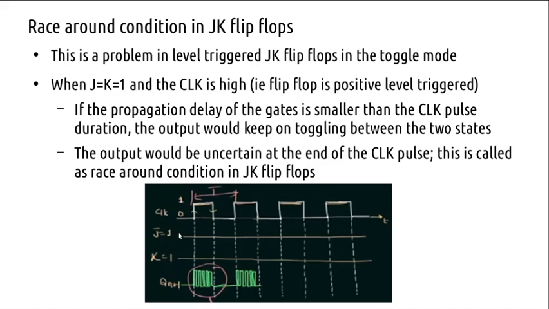So here you see J equals 1, K equals 1, and the clock is kept high. So usually we expect that when the clock is high, Q, if it is 0, is going to toggle to high. At the next rising edge, the clock is going to trigger at both the... this is a wrong picture to some extent, but you will follow it. I didn't really notice this when I took the picture. It is showing both the rising edge and the trailing edge.